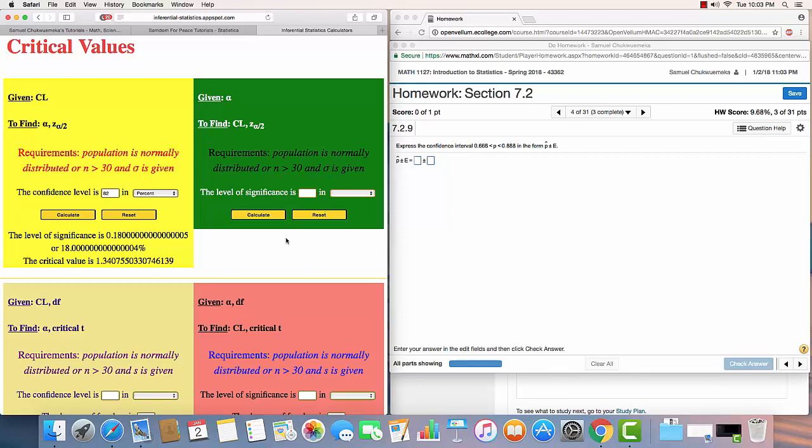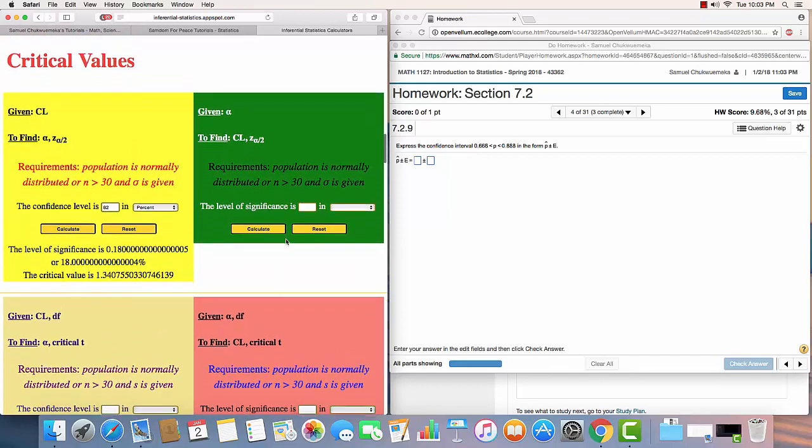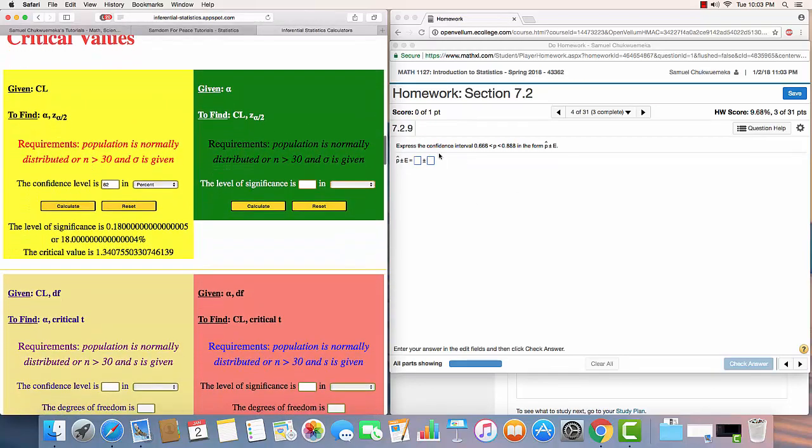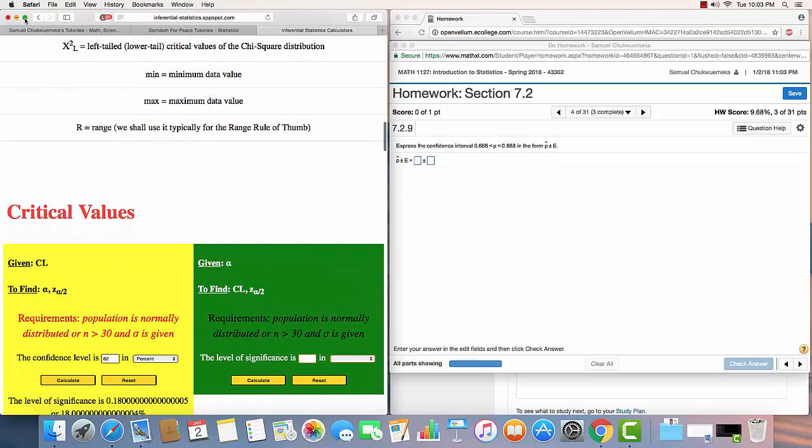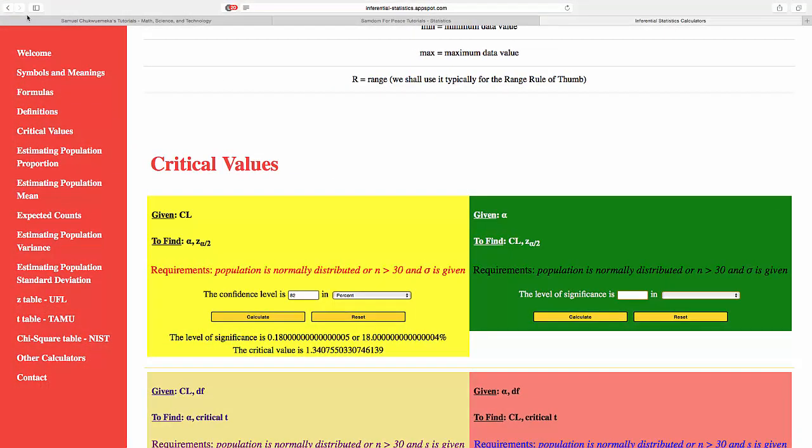So you're going to go to estimating population proportion. So what I'm going to do now is, let me expand this. I go to estimating population proportion. This is what I need.